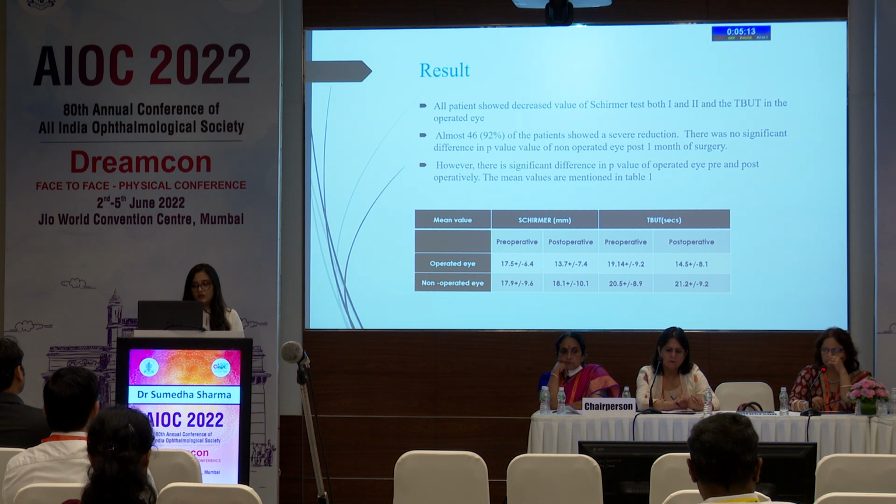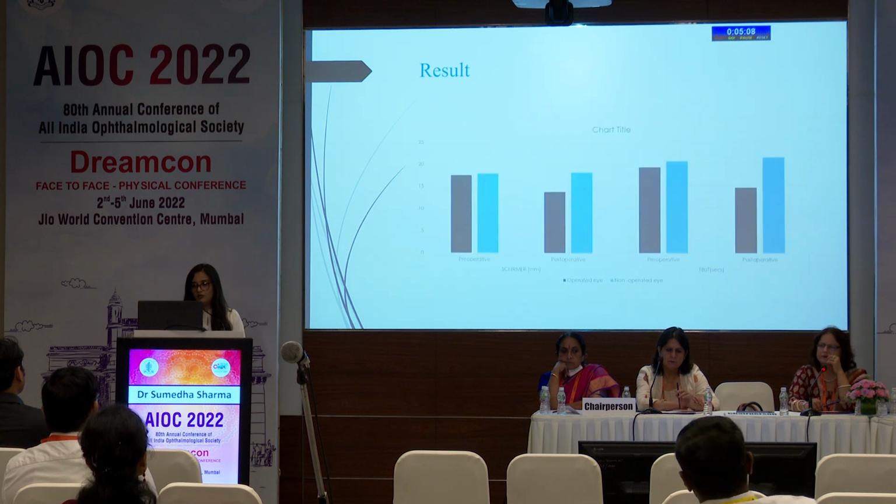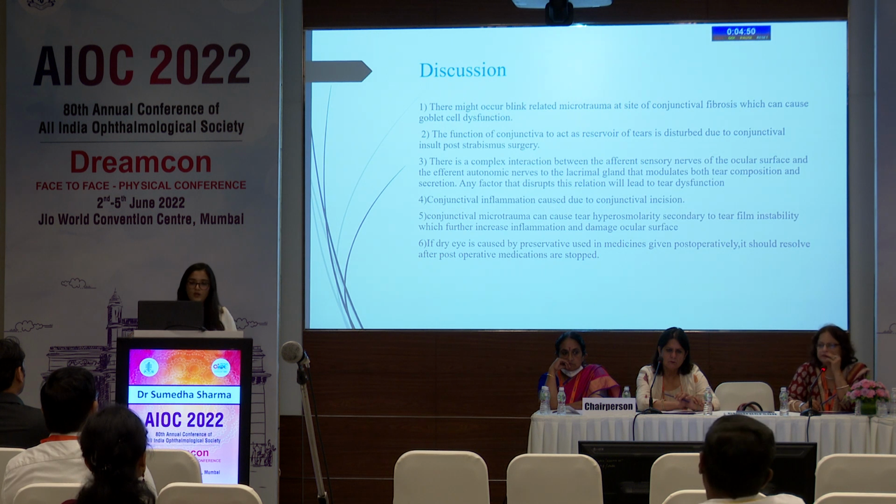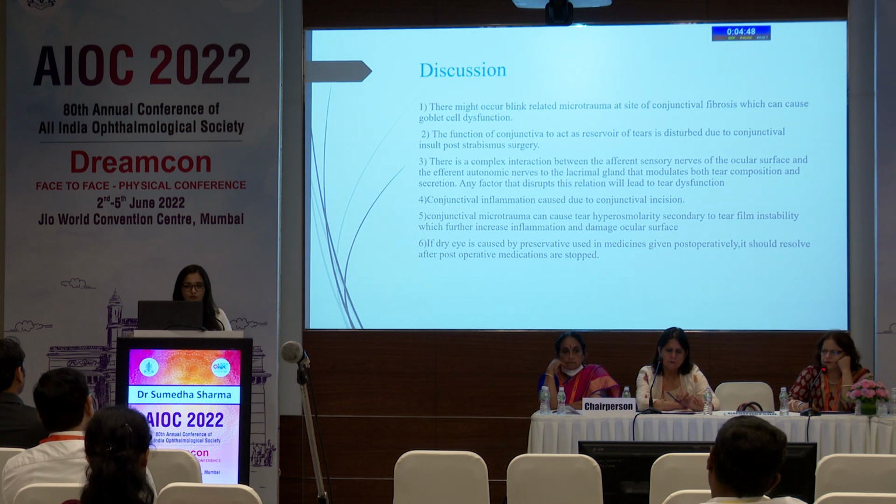The mean values are as shown in the table. So we can see that in the pre-operative and post-operative period, after 1 month, the eye which was operated had significant difference in both Schirmer and TBUT tests. So the possible reasons because of which it can happen, we listed as follows.